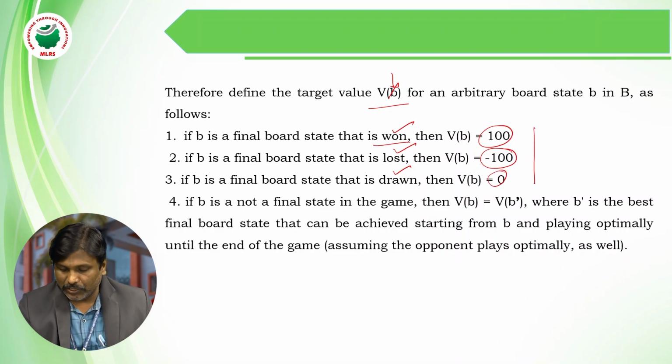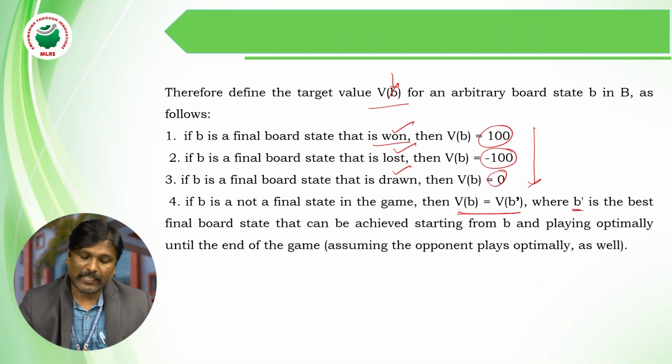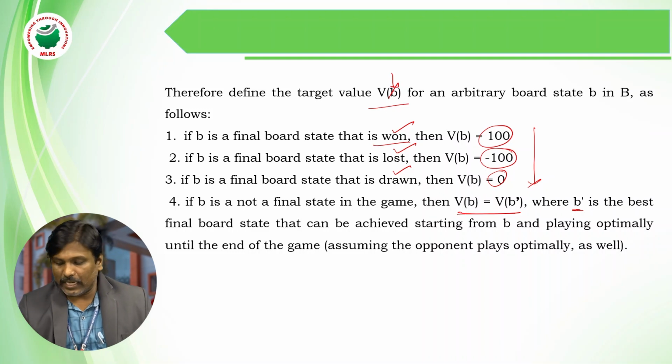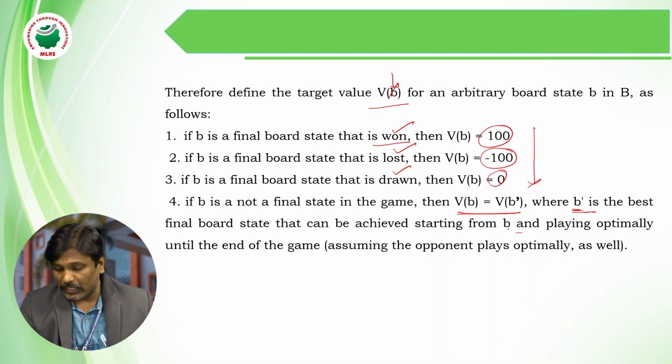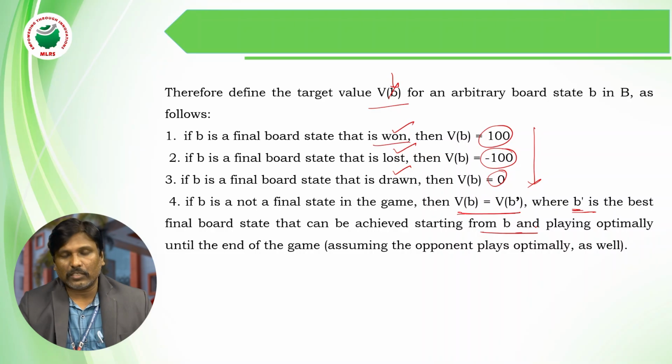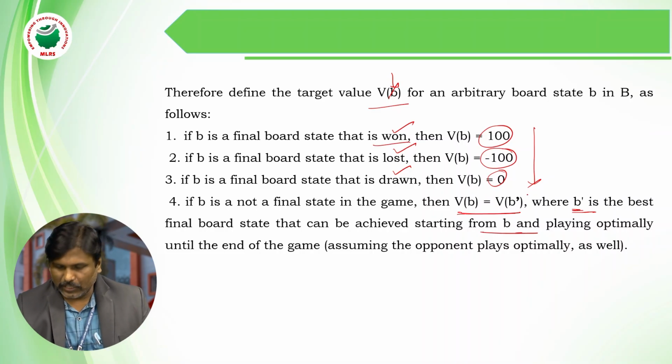Apart from these conditions, the fourth one is V of B equals V of B dash. This B dash is the special one, that is the best final board state. B dash is the best final state board. That means from the starting state onwards, we consider the optimal move until the completion of the game. Okay guys, it is the ideal condition.